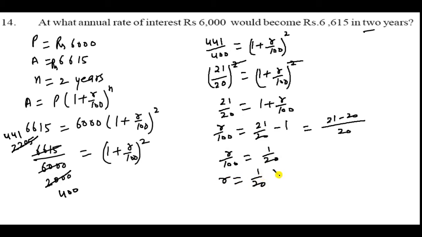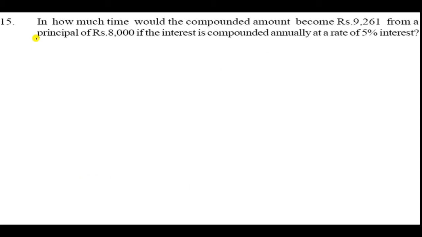So it becomes 1 by 20, so R upon 100 will be equal to 1 by 20. So R will be equal to 1 by 20 into 100. So 5 twenties are 100. So R is equal to 5% per annum. So that will be your answer. So you can do very well. It's a very simple question. Let us do question 15.